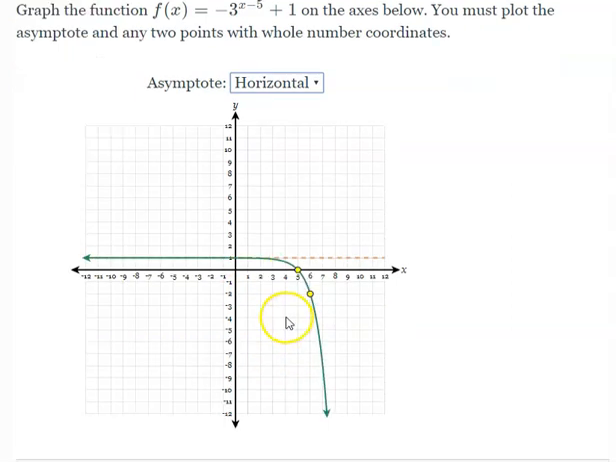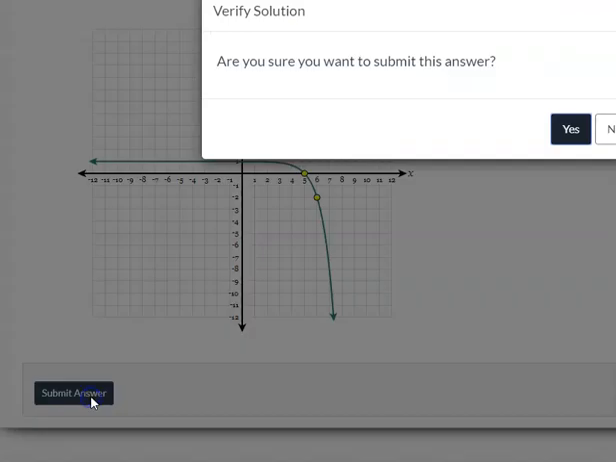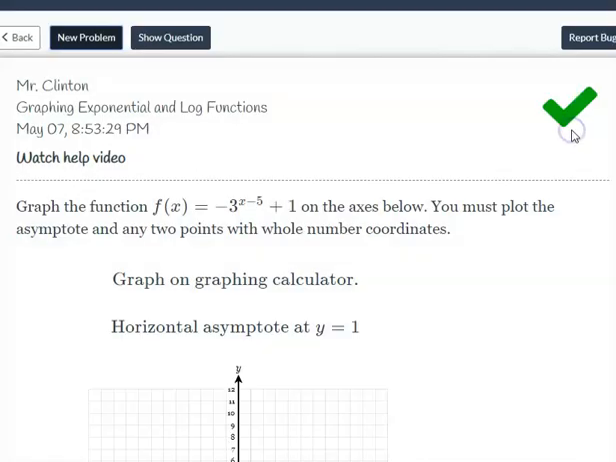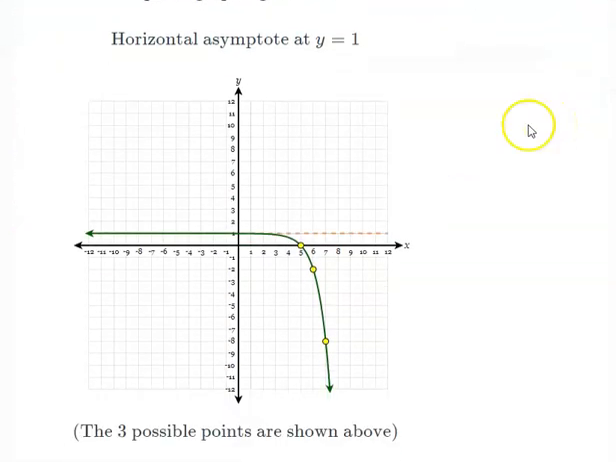Okay, then we check our work. It says, yep. In fact, there were 3 points we could have plotted. We could have graphed on our graphing calculator and plotted these points, but hey, we're much better than that, right? We talked about transformations. We have some knowledge. All right.